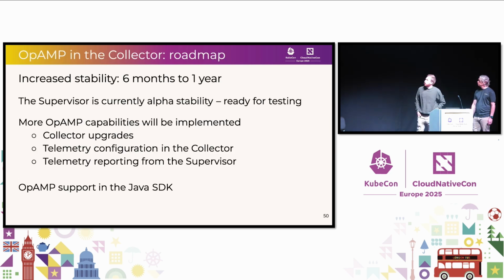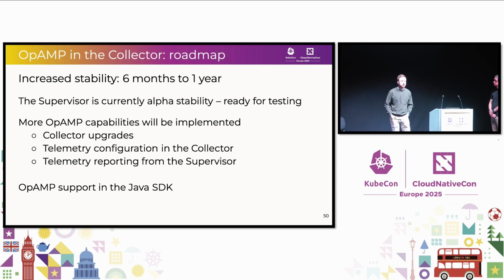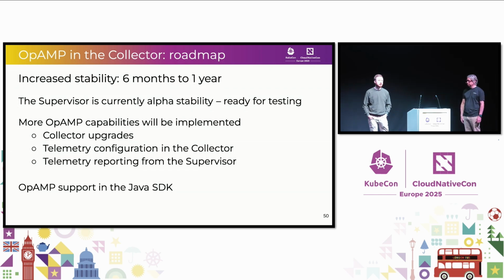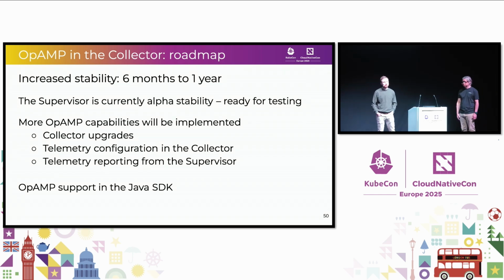Okay, so let's take a look at what's coming up. Over the next 6 months to a year or so, we're looking at mostly just increasing stability of the supervisor, doing some refactoring, stuff like that, just making it really ready to go. Right now, it's currently at an alpha stability. You can download binaries for it. It's ready for some testing. We don't necessarily recommend that you use it in production, but if you do, that's your choice.